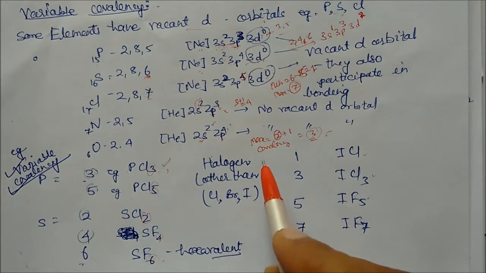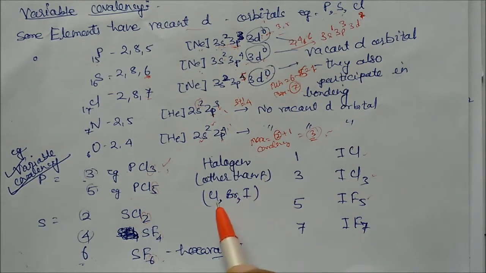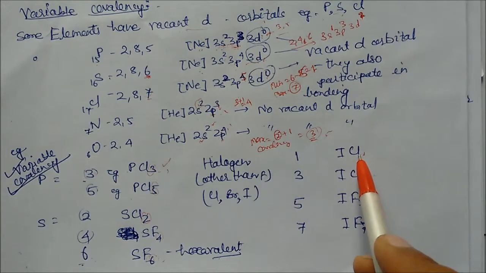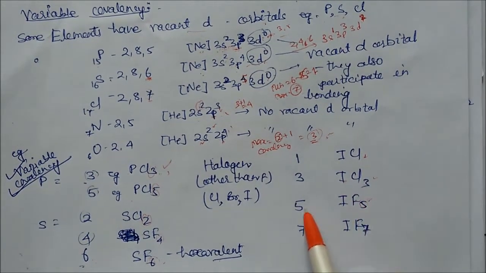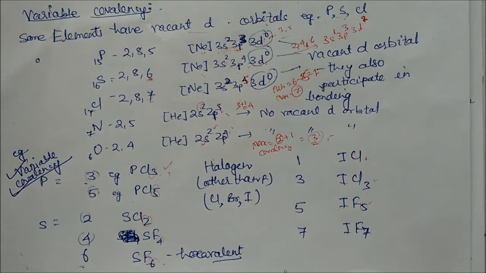For halogens, except fluorine, like chlorine, bromine, covalency can be 3, so we can see the example ICl, so here covalency of Cl is 1, for here iodine covalency will be 3, this is 5, covalency of iodine is 5, 7 covalency means iodine surrounded by 7 fluorine atoms.